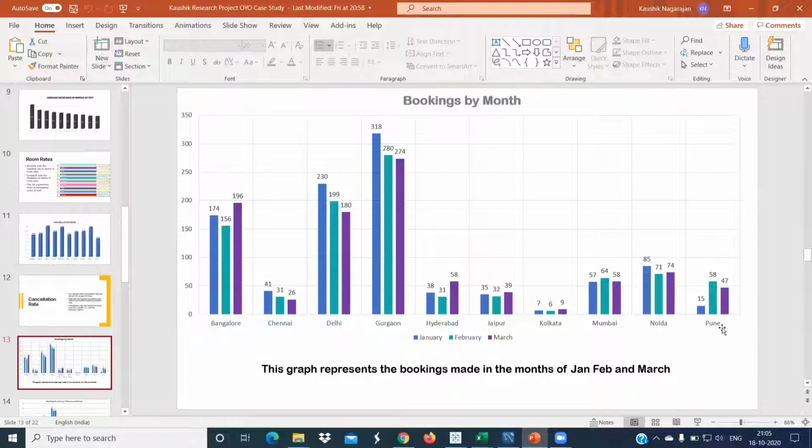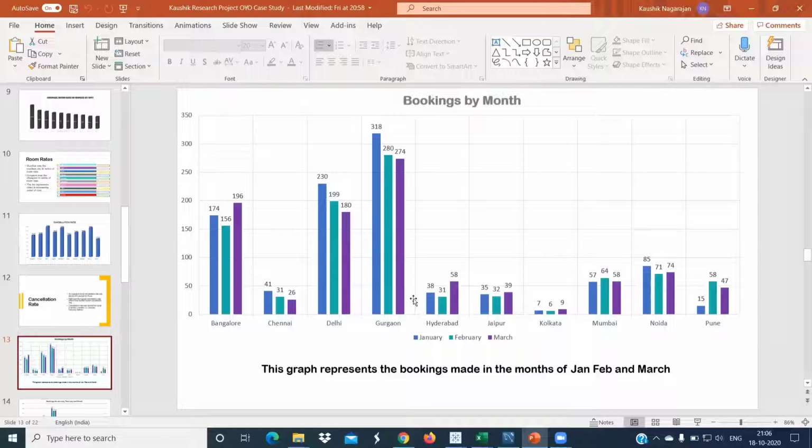Bookings by month. This graph here represents the number of bookings made in the months of January, February, and March. This graph could even involve bookings which are made for later in the year, but these bookings were made in the month of January, February, and March. For example, the bookings could be for even the months of April, June, July, or December, but those bookings would have been made in the months of January, February, and March.